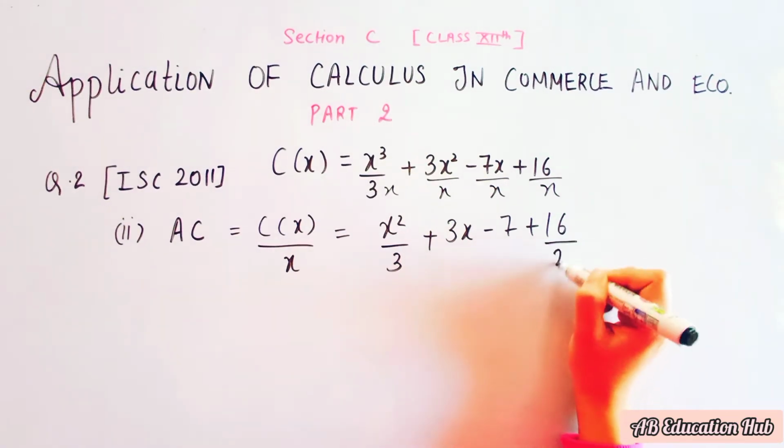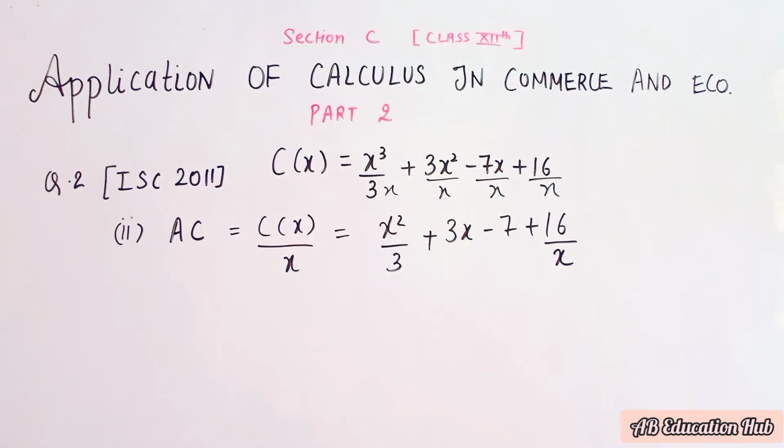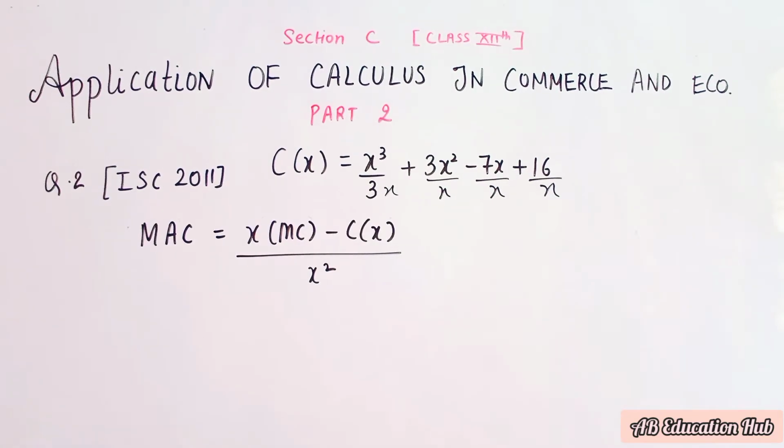Alright, so this is also divided by x. We have got the average cost as well. Now proceeding to the third part. In the third part, we have to prove that the marginal average cost is equal to x multiplied by MC minus C of x, divided by x square.